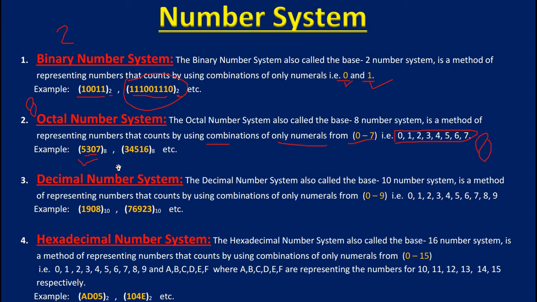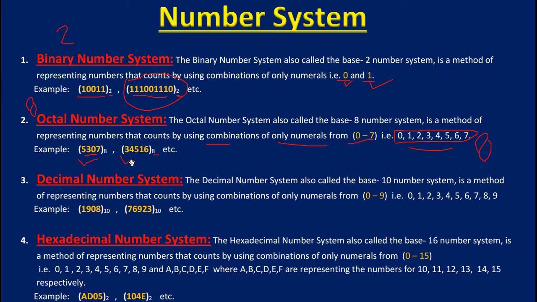If you take another example, that is 34516, all these 5 digits are valid in the octal number system, with a subscript value of 8 here. It's an example of the octal number system.